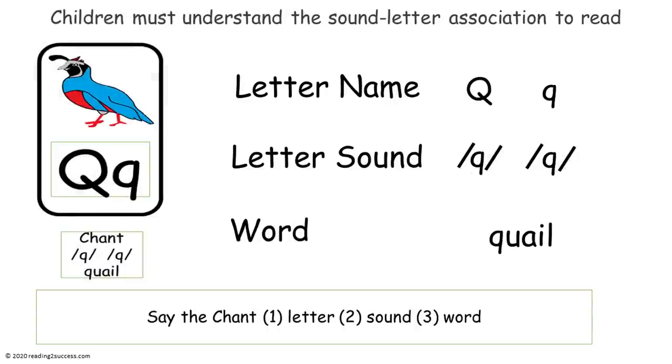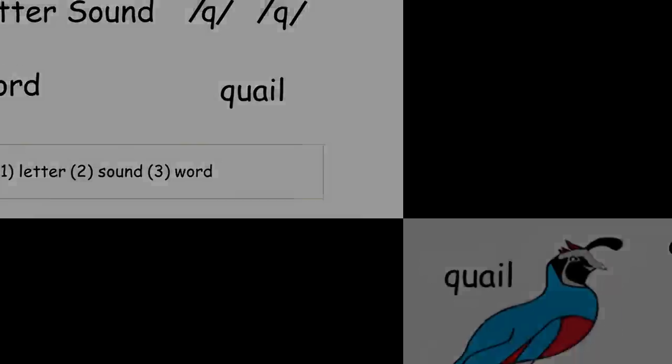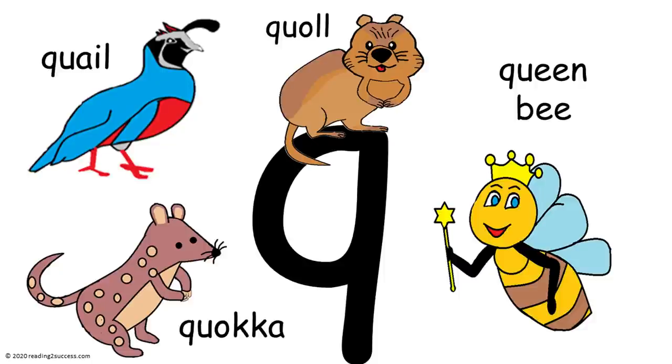Now introduce the next sound letter teaching card to kids, the Q card, and we have a picture of a quail. Have kids do the chant. Q, Q, qu, qu, quail. Introduce quail's three friends to the kids. We have quail, queen bee, and quokka.